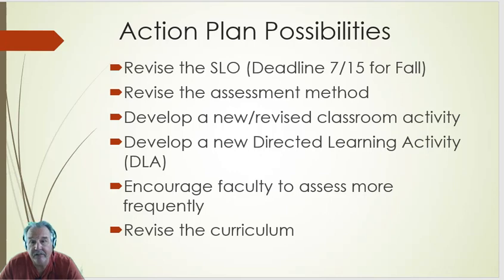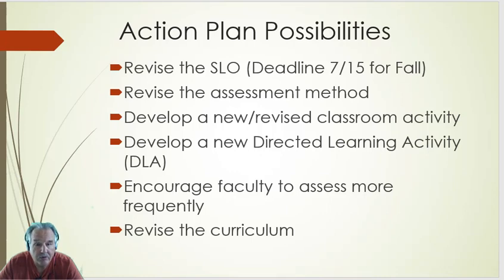That could be revising an SLO, and the deadline for revising SLOs is July 15th. I'm sending this out at the beginning of June. So hopefully you can spend some time as a department chair between now and July 15th. If you need to revise any of your SLOs, I need you to tell me what they are by July 15th so that we can facilitate that so they can be in eLumen by the start of the fall semester.